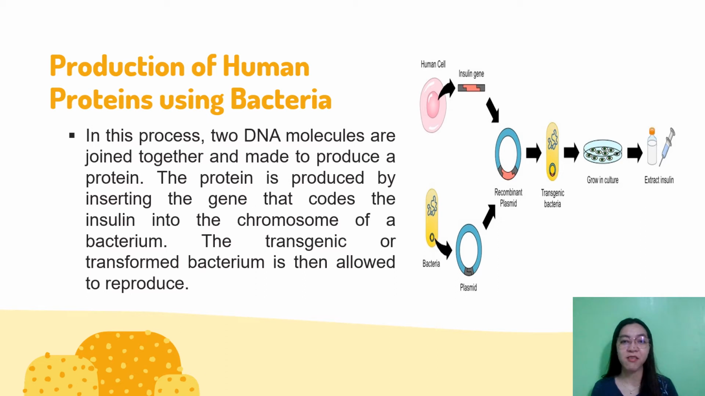In this process, two DNA molecules are joined together and made to produce a protein. The protein is produced by inserting the gene that codes the insulin into the chromosome of a bacterium. The transgenic or transformed bacterium is then allowed to reproduce. As the bacterial cell undergoes successive cell divisions, the cell multiplies together with the gene that codes the insulin protein. In this way, large quantities of the protein are produced.